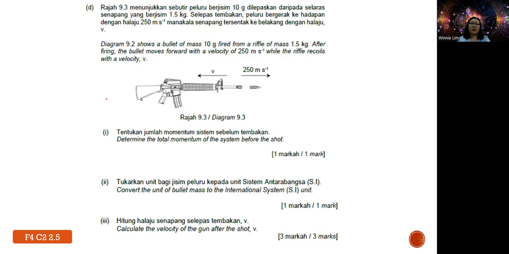Next calculation idea. Diagram 9.2 shows a bullet of mass 10 gram fired from a rifle of mass 1.5 kg. After firing, the bullet moved forward with a velocity of 250 meters per second, while the rifle recoiled with a velocity v. Determine the total momentum of the system before the shoot. That means before, is the rifle moving, is the bullet moving? No, they are not moving, right? So that's why the total momentum should be 0.